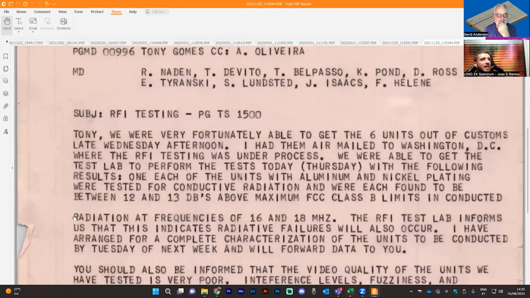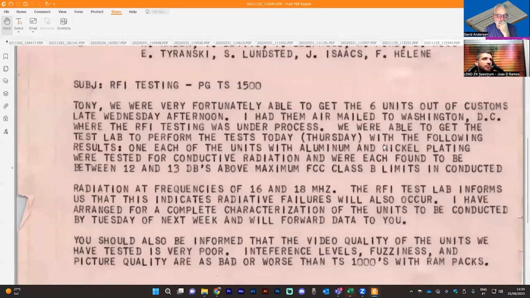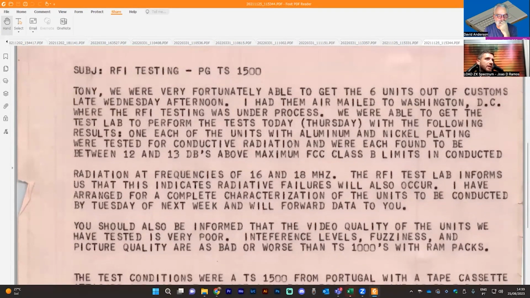Okay. So they are above maximum limits. So they are not performing well. With one with aluminium and another with nickel plating. Radiative failures will also occur. I have arranged for a complete characterization to be conducted by Tuesday of next week. We'll forward to you.